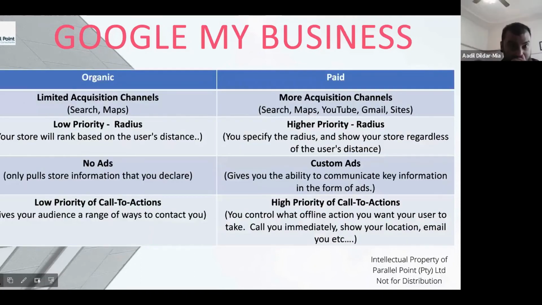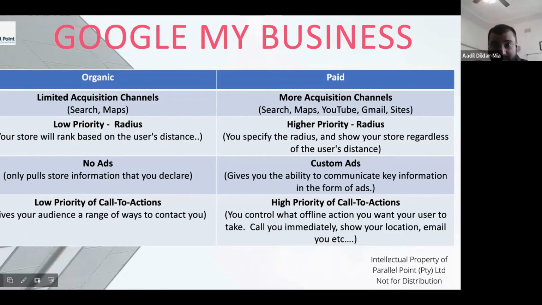So this is just a bit of a difference between the organic and the paid ads. Like I said, with organic, you've got limited acquisition channels, which is search and maps. And then with paid, you've got more acquisition channels, which is search, maps, YouTube, Gmail, and additional sites and apps. In terms of radius targeting, when you look at organic, your store will rank based on the user's distance. But with paid, you actually have more control or flexibility in doing specific radius targeting and getting your store to show up above others regardless of the user's distance. So I'll also elaborate a little bit more on that later on. With organic, there's no ads. It only pulls through your store information, as I showed in the slides above.